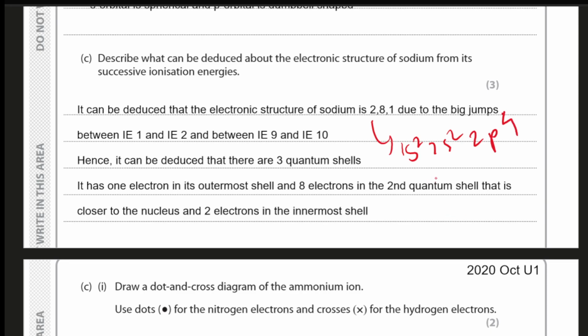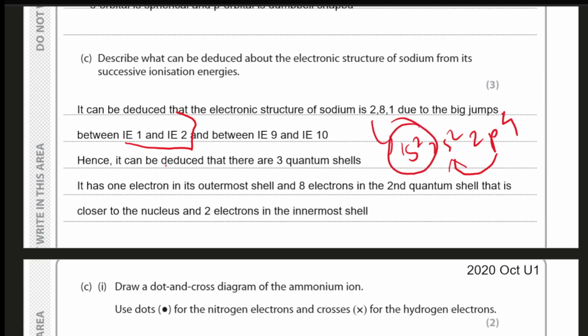So there's going to be a big jump in ionization energy between ionization energy 1 and 2 and between 9 and 10. Well, why 9 and 10? Because obviously there's a shift from p to s. So again, you're going to see a big change between the first and the second, considering both of them are being removed from the first quantum shell.